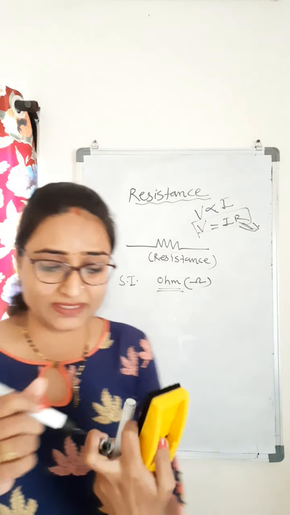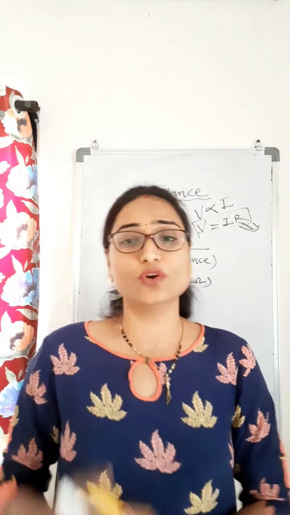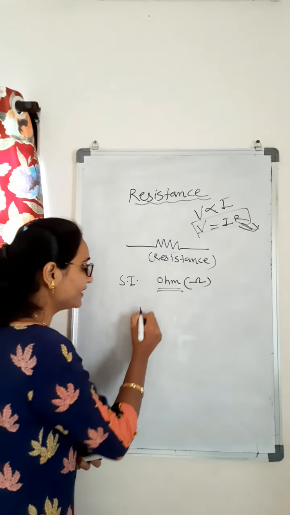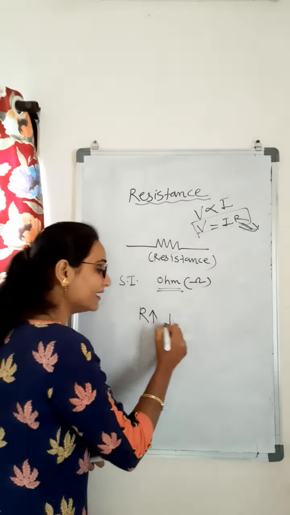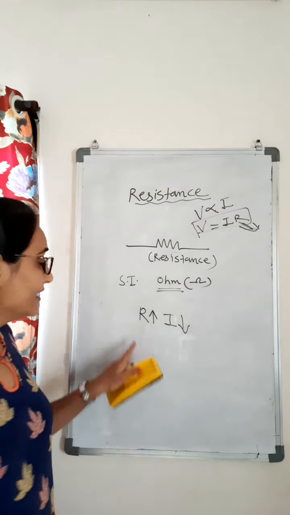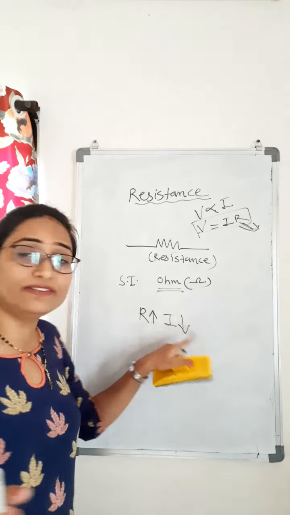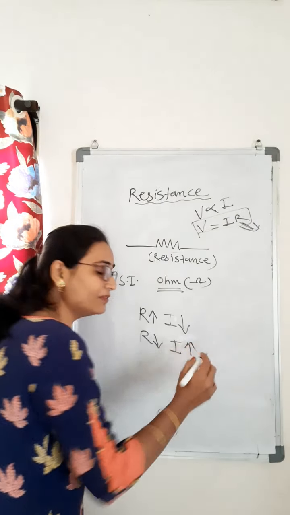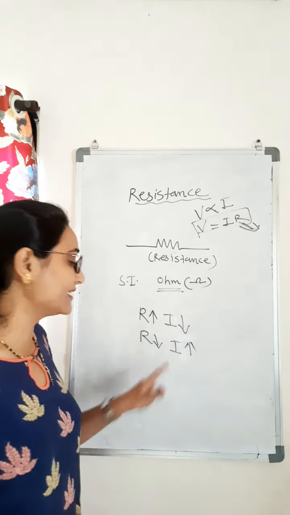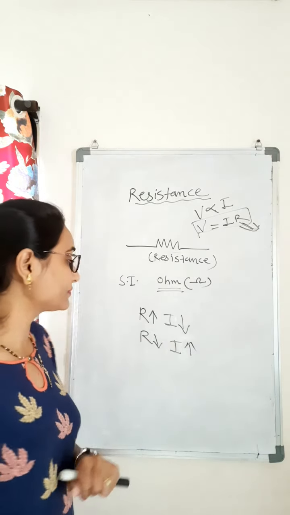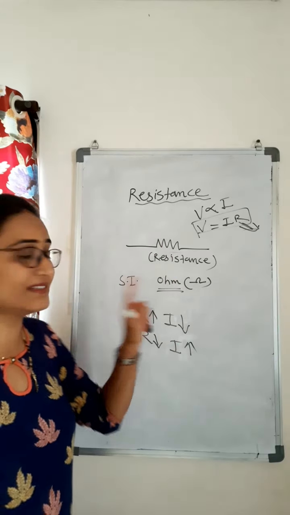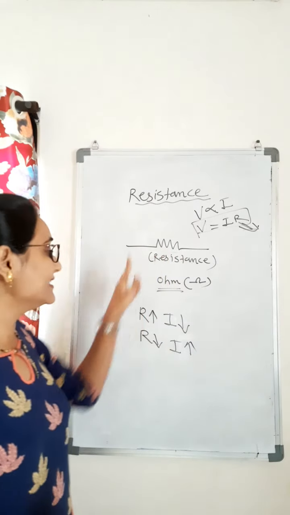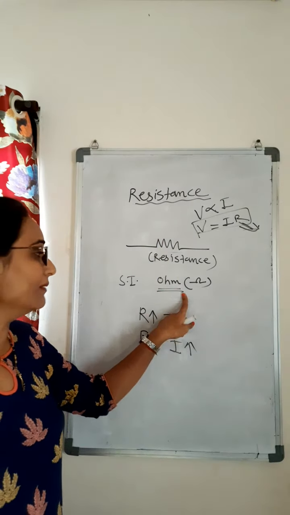Resistance is opposing the flow of current. That means if resistance increases, the current will decrease. And if the resistance decreases, the current in that circuit will be more, meaning current will increase. So this is resistance. What is resistance? It opposes the flow of current, and the SI unit of resistance is ohm.